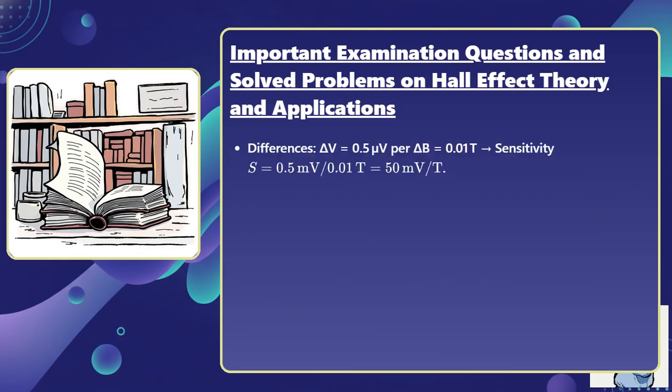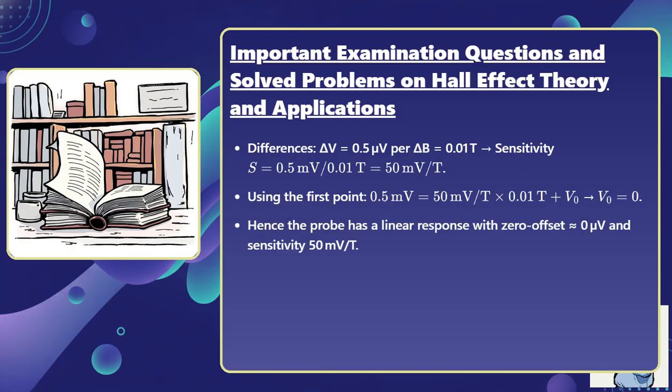Differences: delta V equals 0.5 microvolts per delta B equals 0.01 Tesla. Therefore, sensitivity S equals 0.5 millivolts divided by 0.01 Tesla, which is 50 millivolts per Tesla. Using the first point, 0.5 millivolts equals 50 millivolts per Tesla times 0.01 Tesla plus V sub 0, giving V sub 0 equals 0. Hence, the probe has a linear response with zero offset, approximately 0 microvolts, and sensitivity 50 millivolts per Tesla.